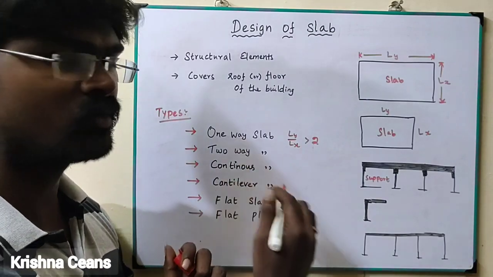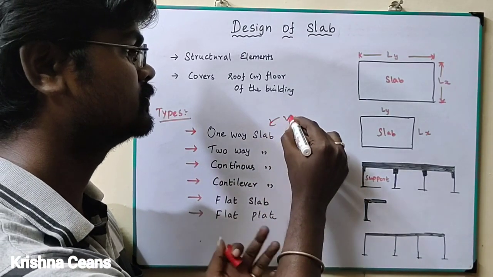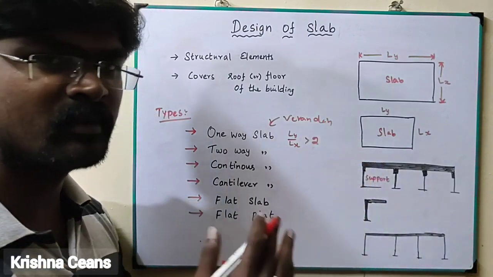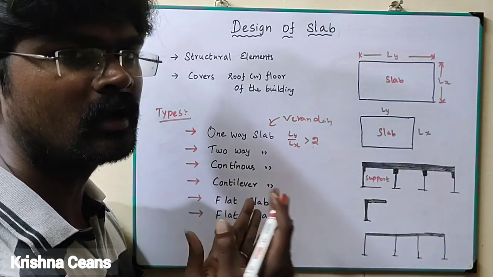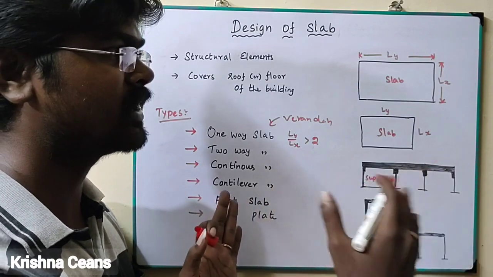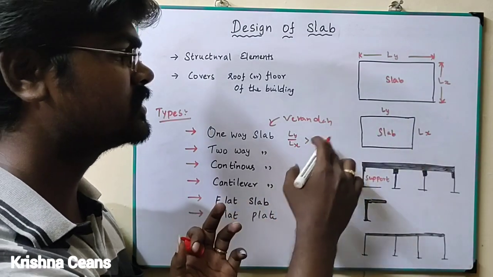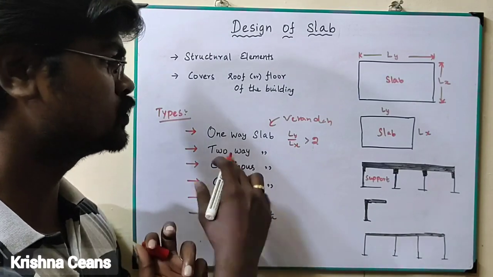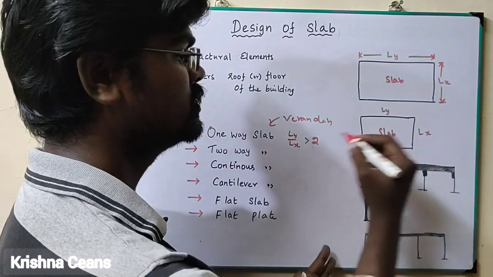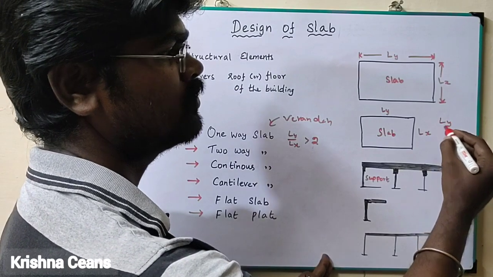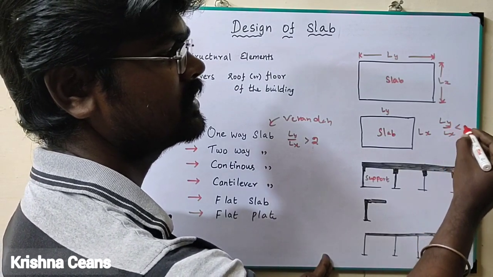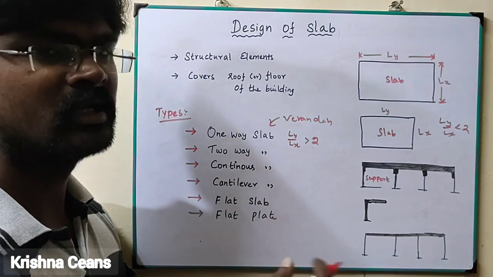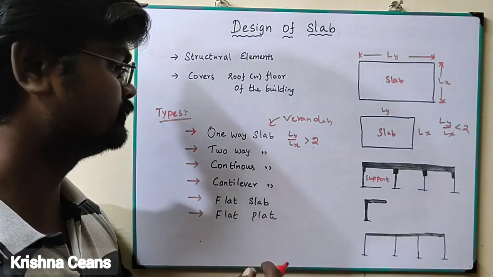An example of a one-way slab is a veranda slab. In a veranda slab, the longer span will be maximum when compared to the shorter span, which satisfies the condition of greater than 2. Whereas for a two-way slab, the condition is vice versa, Ly by Lx less than 2. So greater than 2 means one-way slab, less than 2 means two-way slab.